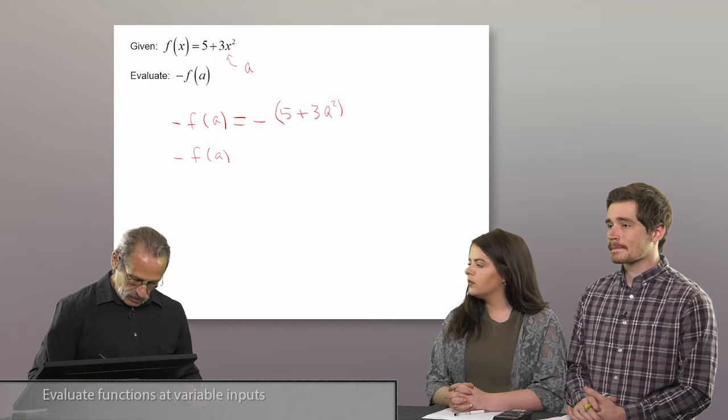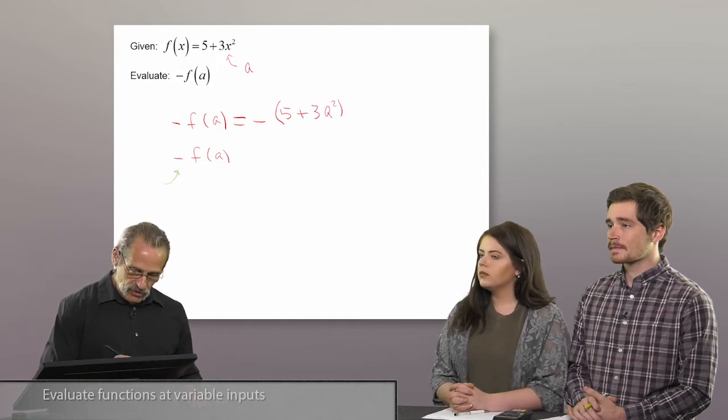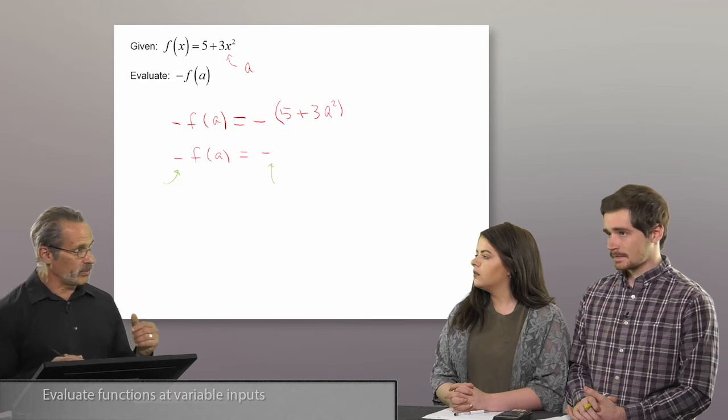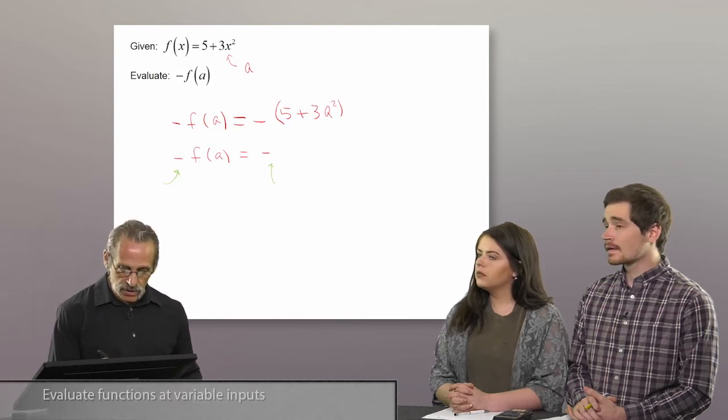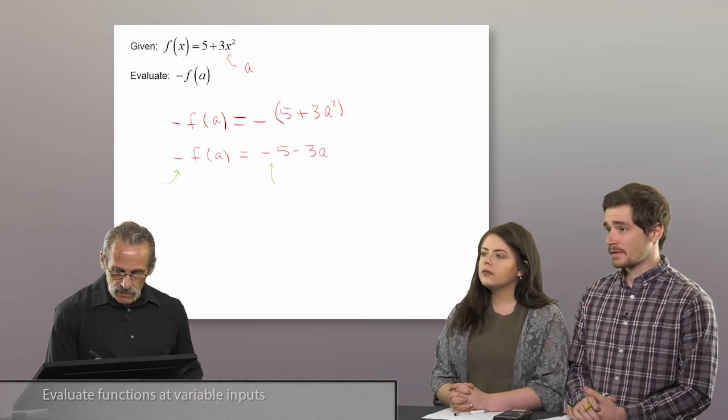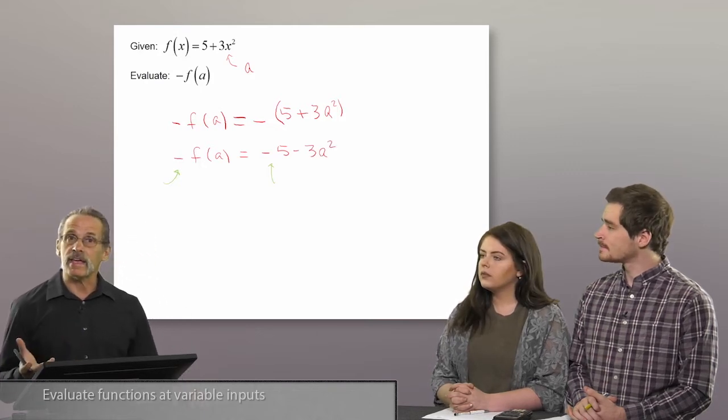And so now when I write down negative f of a, again, just to be as clear as I can possibly be here, this negative will go right here. So we end up with negative, and you'll distribute the negative through the two terms, and you end up with negative 5. Very good. Minus 3a squared. Very good. And there is negative f of a.